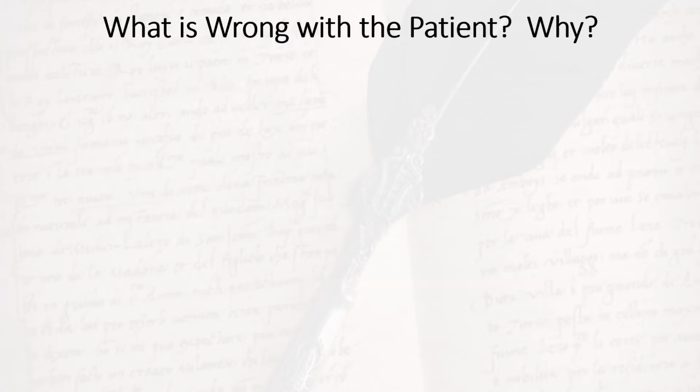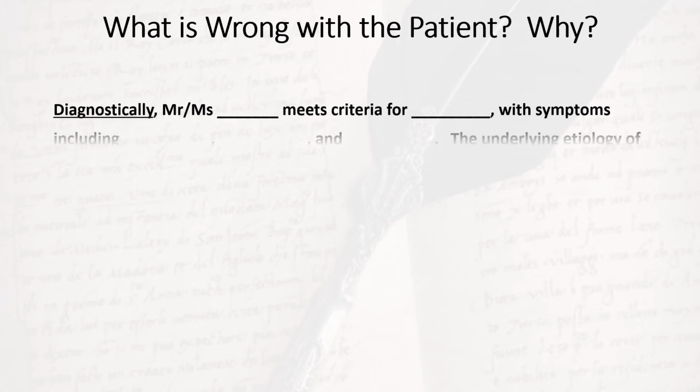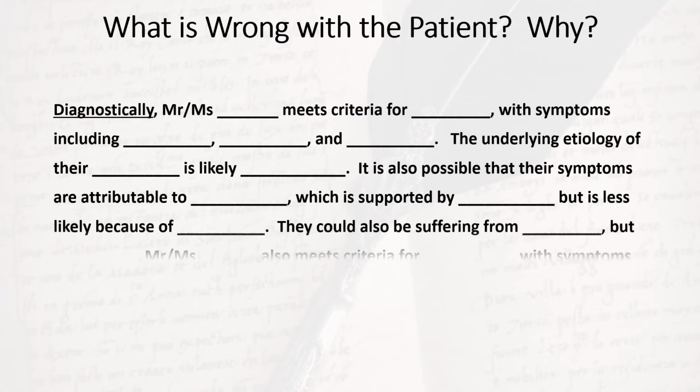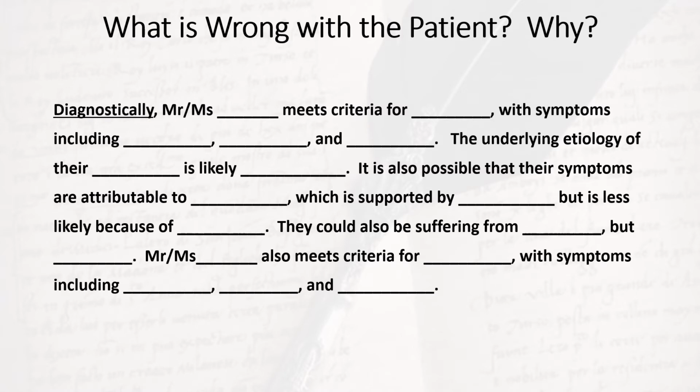So, this is how I think about it. The first line of my assessment is going to be the one-liner, but after that I'm going to try to answer the questions, what's wrong with the patient and why? And so I say, diagnostically, Mr. and Mrs. blank meets criteria for blank, with symptoms including blank, blank, and blank. So right there, in literally the first sentence, I have said, this is what I believe is wrong with the patient, and this is why I think that's an appropriate diagnosis.